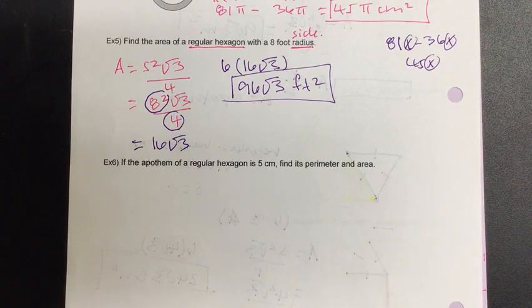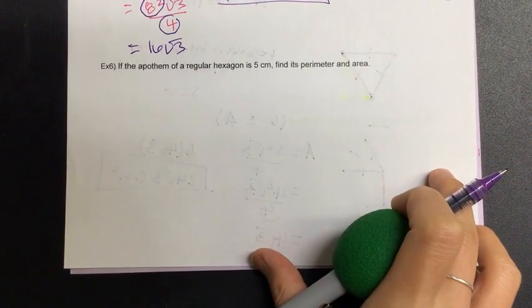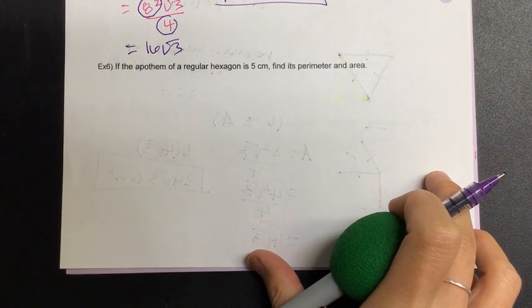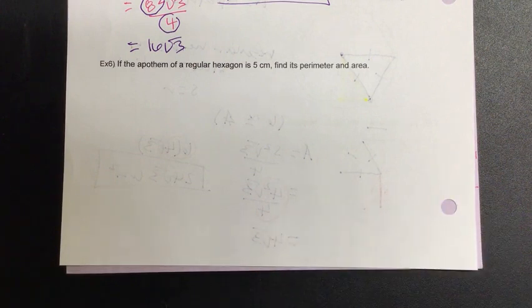So far we were able to use our trick with the equilateral triangle for the regular hexagon. The next one, I'm going to show you if that's not given. All right? So it's going to be a lot of work. So bear with me. Josh, go ahead and read example number 6, our last problem. If the apothem of a regular hexagon is 5 centimeters, find its perimeter and area.